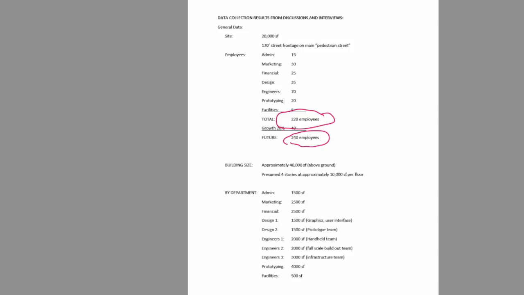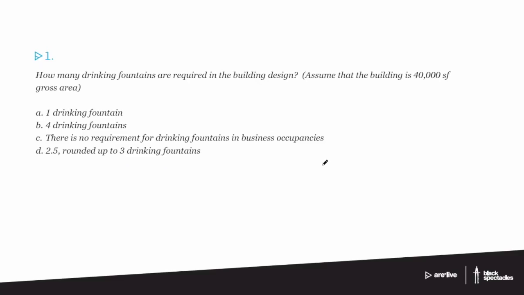Okay, so we're going to jump back to the actual questions. And we're going to take a look and remind ourselves what the first question is. How many drinking fountains are required in the building design? So we're assuming that the building is 40,000 square feet. We're assuming that from the program, if we looked through, there'd be some information that says this is what we're aiming towards. So then we have possible answers: 1 drinking fountain, 4 drinking fountains.